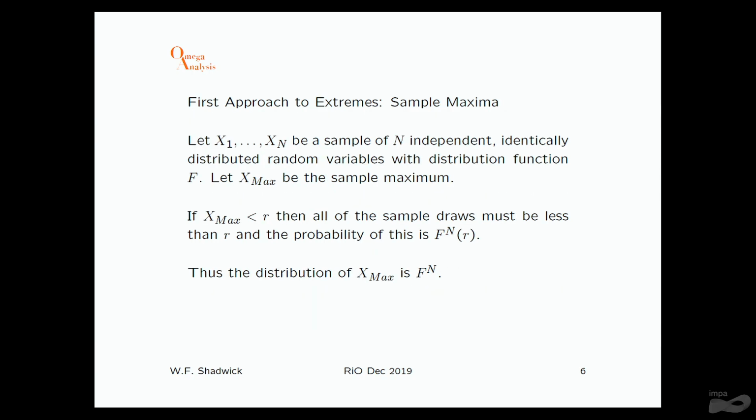So here's the starting point. You take an IID sample, n draws from the same distribution F. Then let x max be the sample maximum. Well, that's another random variable. What's its distribution? Well, if x max is less than r, all of the other ones have to be less than r too. So the distribution of the max is simply the nth power of the distribution F.